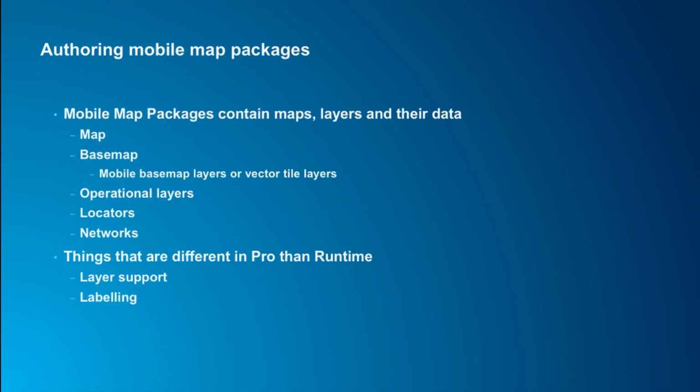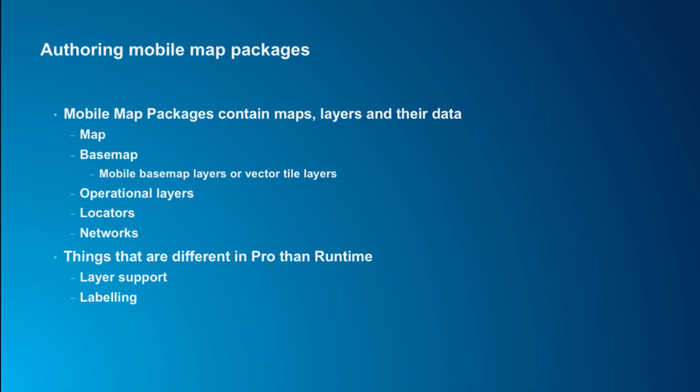So that was about authoring web maps. In terms of authoring mobile maps and mobile map packages, you do that in Pro. Mobile map packages contain the maps, the layers of those maps, and the data associated with the layers. Mobile map packages contain everything that web maps have in terms of a map, a base map, operational layers. They can, though, in addition to the maps, also include locators and networks. So you can start to include kind of networks in there for you to be able to do network analysis. A couple of things to be careful of when you're authoring mobile map packages in Pro is that there's a few things that are slightly different.